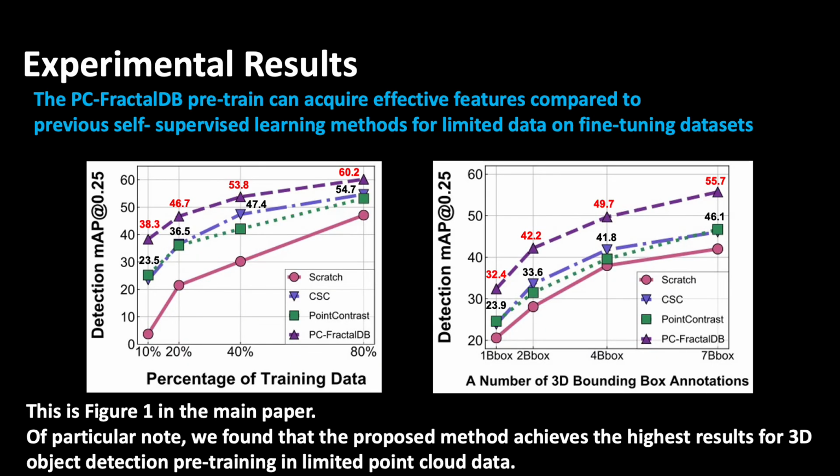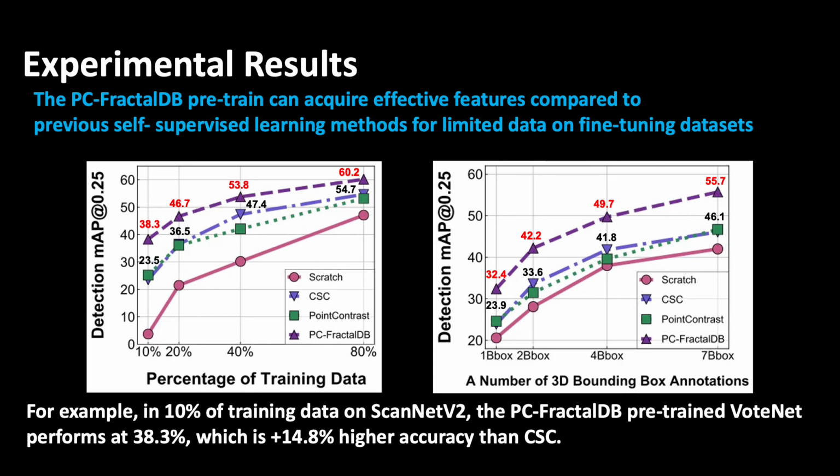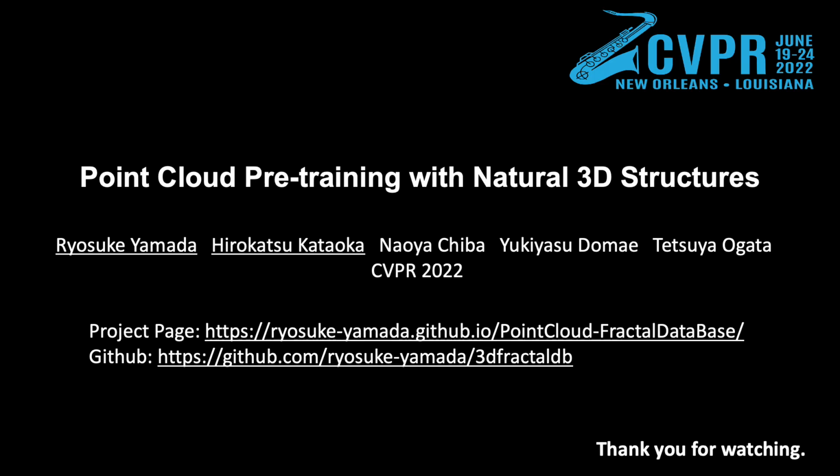This is Figure 1 in the main paper. Of particular note, we found that the proposed method achieves the highest results for 3D object detection pre-training in limited point cloud data. For example, in 10% of training data on ScanNet v2, the PCFractalDB pre-trained VoteNet performs at 38.3%, which is plus 14.8% higher accuracy than CSC. In conclusion, we could confirm the effectiveness of the point cloud fractal database as a pre-training in 3D object detection.